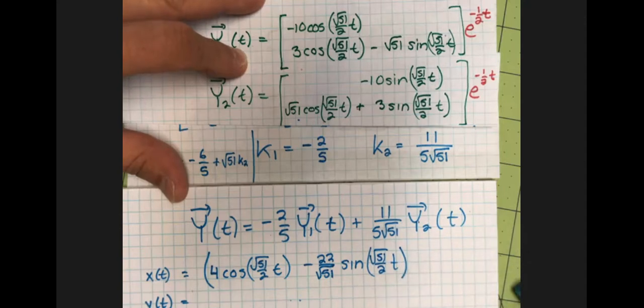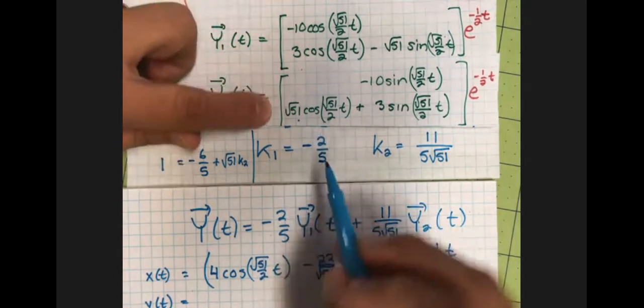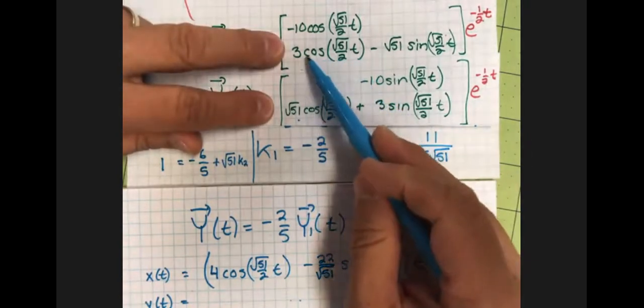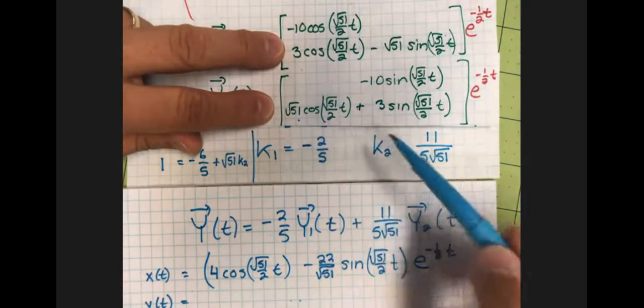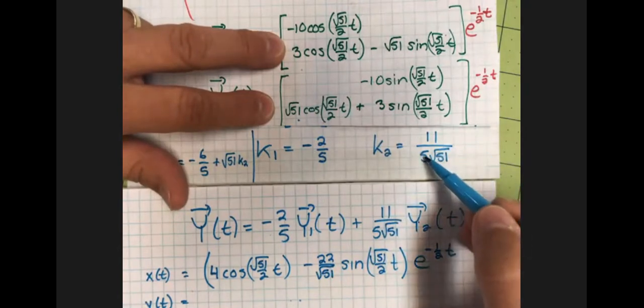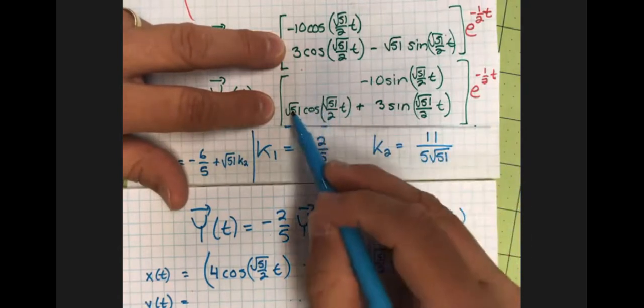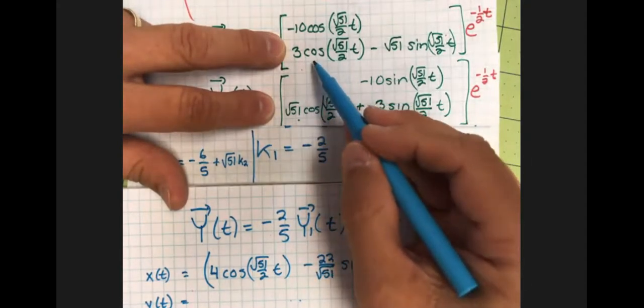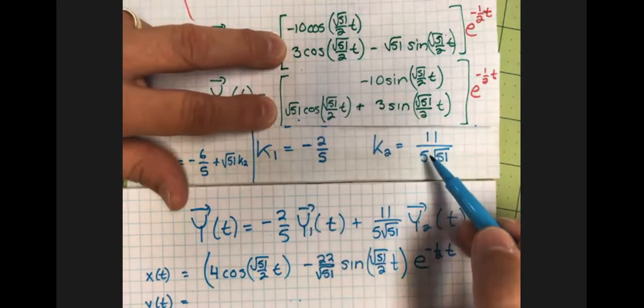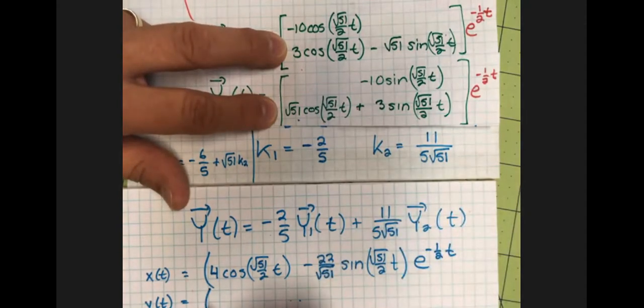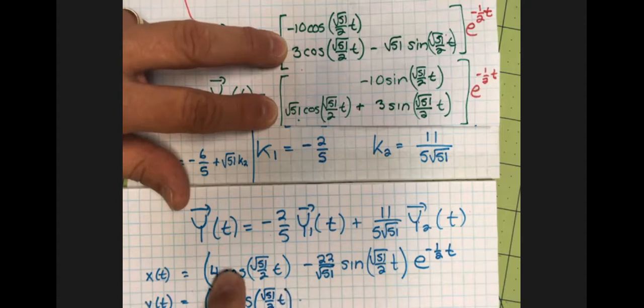You say, first of all, you're crazy for writing this all out. No, I can show you one reason why we might want to. Bottom's gonna be harder, because I'm gonna take minus 2/5 times 3 cosines, that's minus 6/5 cosines, but then 11 over 5 divided by root 51 kills this root 51. So I got minus 6/5 cos plus 11/5 cos. What is minus 6/5 plus 11/5? It's 5/5, which is 1 cos. That's beautiful, because that's my initial condition, 4 and 1.